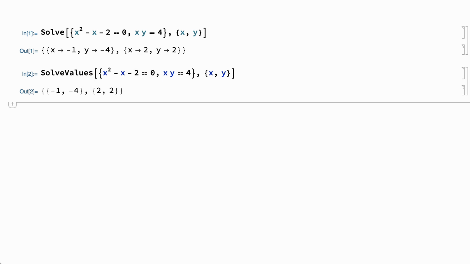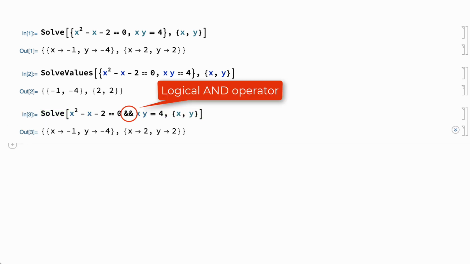The equations in the first argument in Solve can be given either as a list or using logical operations like logical And and logical Or. For example, this shows the same equations entered using logical And. Solve supports several methods of including constraints on solutions.